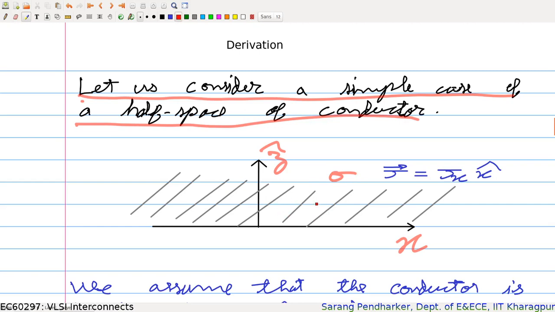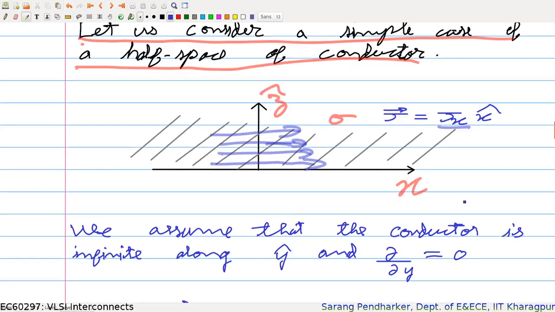I am also assuming a simple current, so I am assuming that my current is going in the x direction only, because I have applied the electric field only in the x direction. So my J is Jx x hat, right? We also assume that since this conductor is an infinite half space, it extends infinitely along the y axis, and your del by del y is 0. This is also important, and we will require this in our derivation.